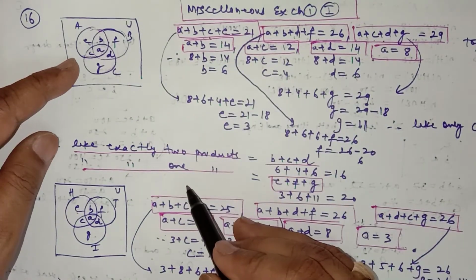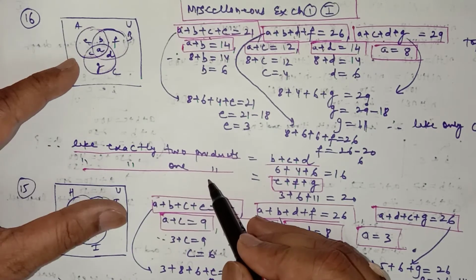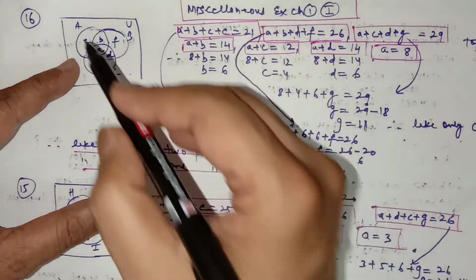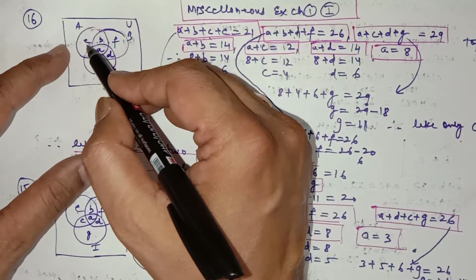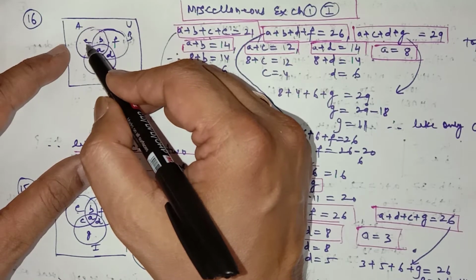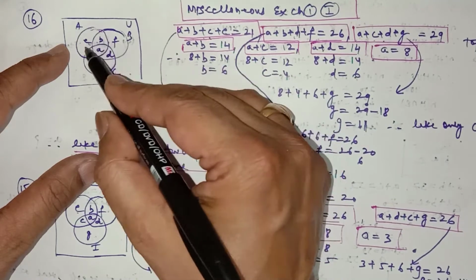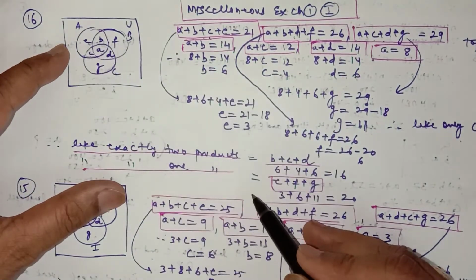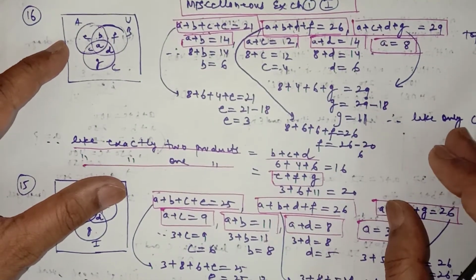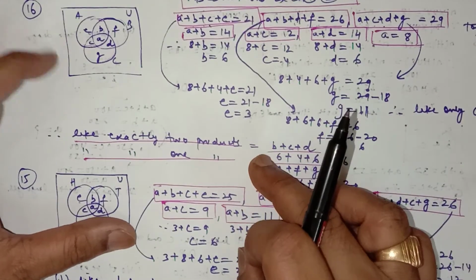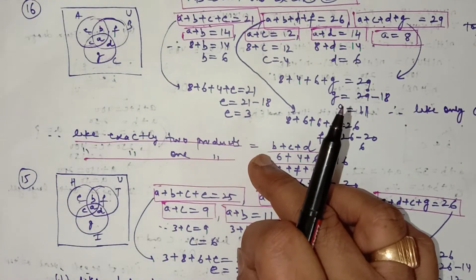Now, how many like exactly 1 product? The number of persons who like exactly product A is E, exactly B is F, and exactly C is G. So E plus F plus G is the number of persons who like exactly 1 product. So I added these 2 parts in question number 16.